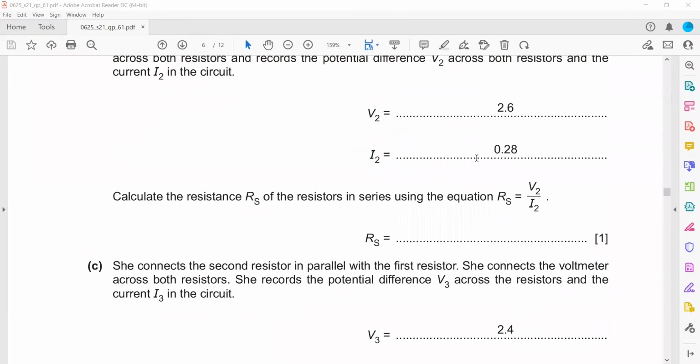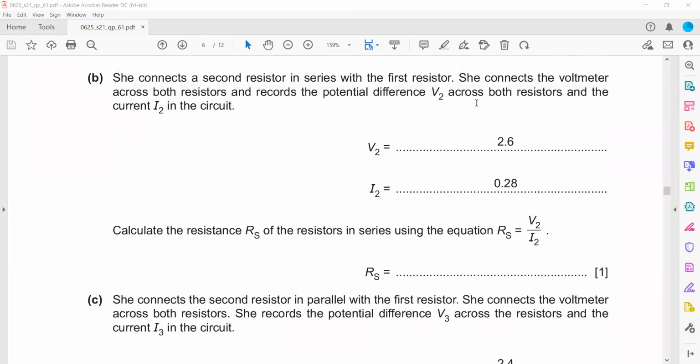So we have to calculate the resistance of two resistors which are connected in series. So V2 is 2.6 and I2 is 0.28. So 2.6 divided by 0.28, what is the answer for this? That is 9.28. So this one is equal to 9.28 ohm.